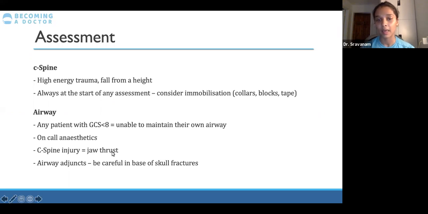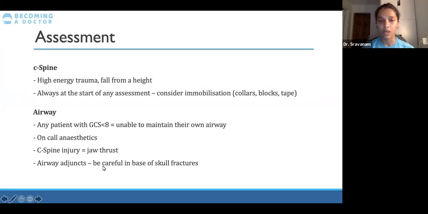When you're thinking about putting in any adjuncts or any kind of airway support, then you need to call your on-call anaesthetist. You can put in a Guedel or whatever if you have access to it and if you feel that it is safe. But a definitive airway for sure is done by the anaesthetist, which is an endotracheal tube. And someone's written there, basal skull fractures, avoid the NPA. Yeah, that's what my last bullet point was about.